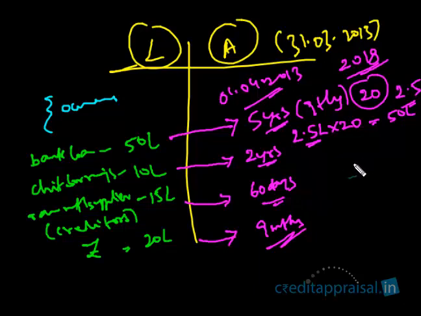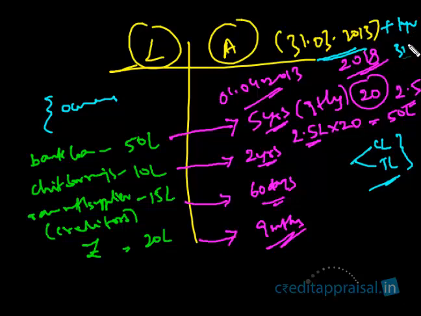The classification, whether it's a current liability or a term liability, depends on whether the repayment is going to fall due within the next 12 months. So as on the balance sheet date, 31/3/2013, the 1 year cutoff will be 31/3/2014. So we have to check whether each of these items is falling due by 31/3/2014. If you see the bank loan of 50 lakhs, the bank loan is given for a tenure of 5 years.